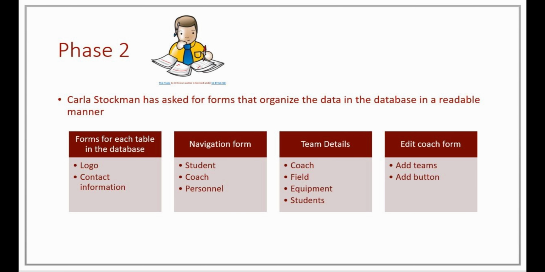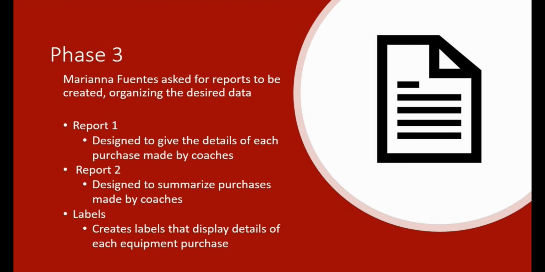Next, I'll be presenting Phase 3 of our project. So in Phase 3, I'm creating several reports and some labels. The first report is designed to give the details of each purchase made by the coaches. Report 2 is designed to summarize the purchases made by the coaches. In the third form are labels that display the details of each equipment purchase. So first we'll look at the coach purchase detail.